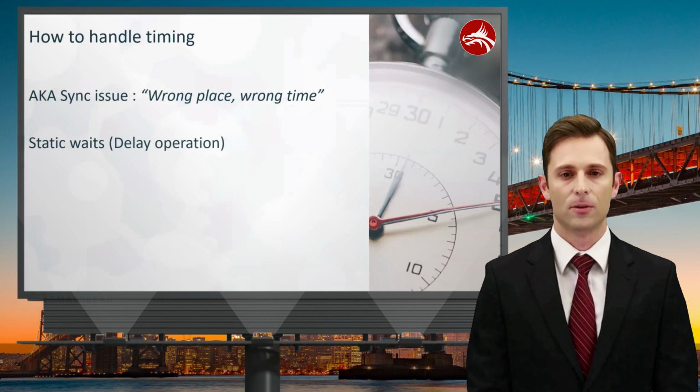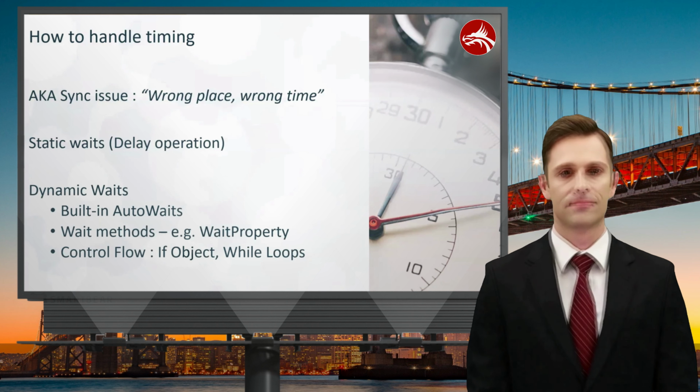Alternatively, we can also use more clever and efficient dynamic waits. The project comes with built-in auto waits, set at 10 seconds by default. These timings can be customized on a per-operation or project-wide basis. Additional wait methods are available, such as wait property or wait child. These methods allow us to wait for specific element properties to align, enabling seamless automation.